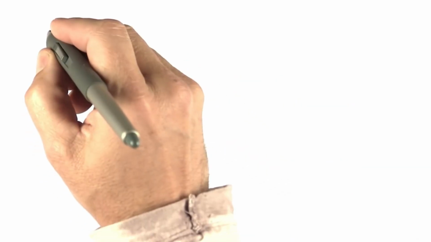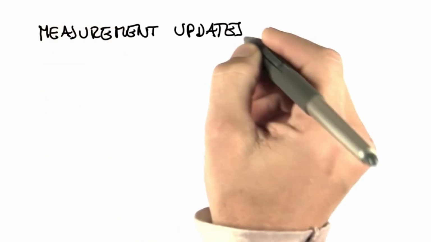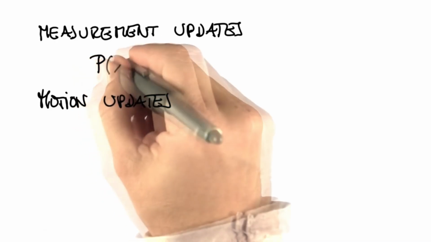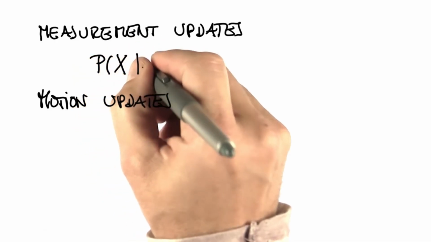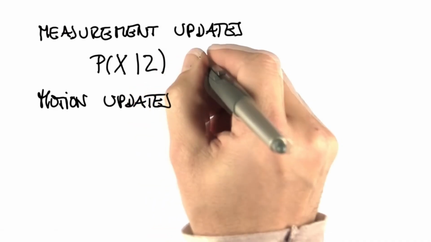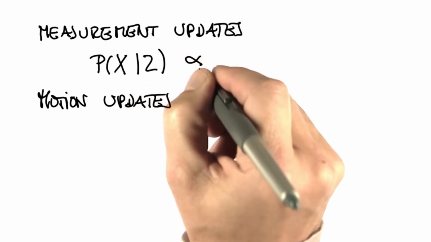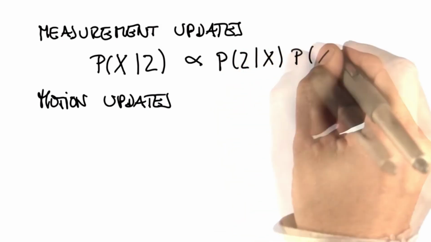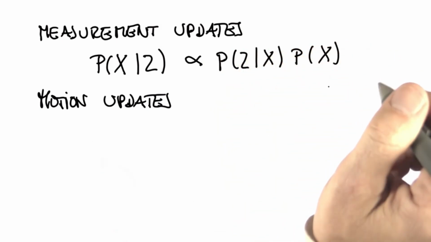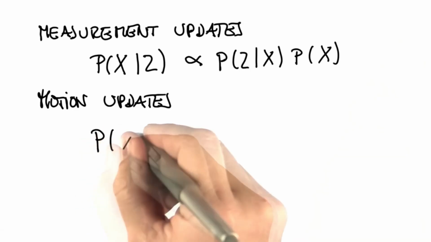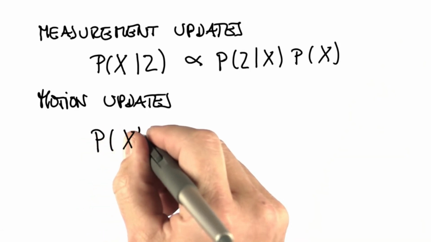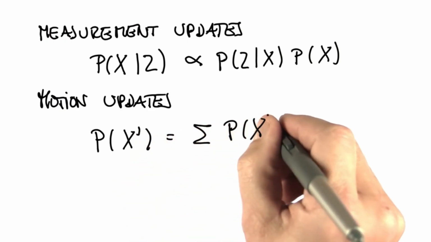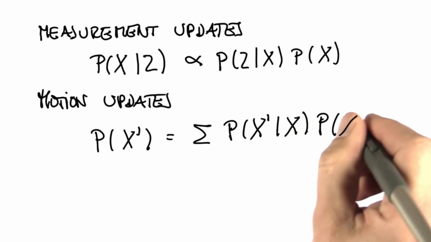And let me ask you a few questions. We had measurement updates and motion updates. In the measurement update, we computed the posterior over state given a measurement. And that was proportional to, up to normalization, the probability of the measurement given the state times p of the state itself. In the motion update, we compute a posterior over the distribution one time step later, and that is the convolution of the transition probability times my prior.